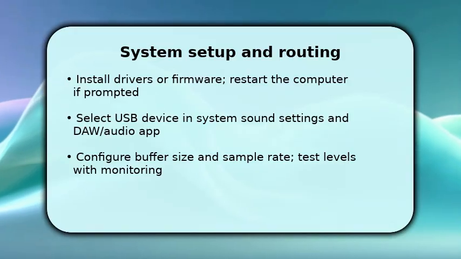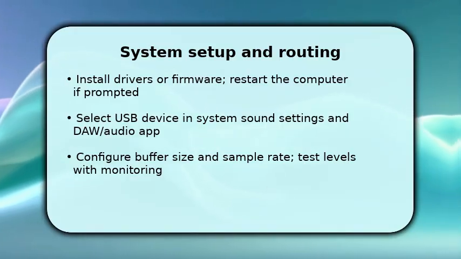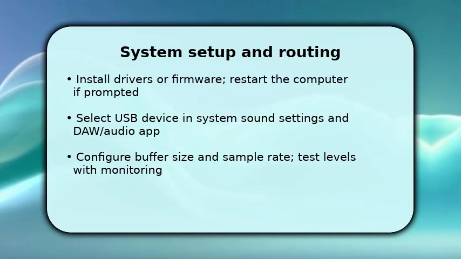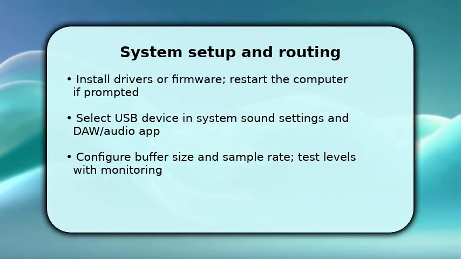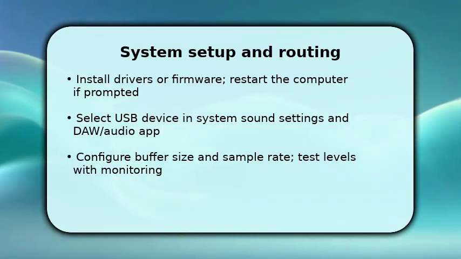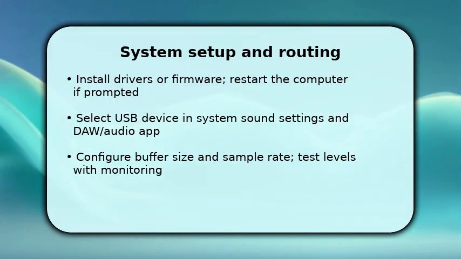Then open System Sound Preferences and your DAW or streaming app and choose the USB device for input and output so audio routes consistently. Once selected, set buffer size and sample rate to balance latency and stability. Lower buffers reduce latency, higher buffers improve reliability.